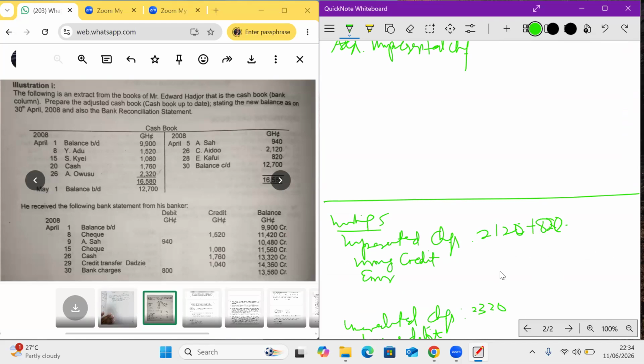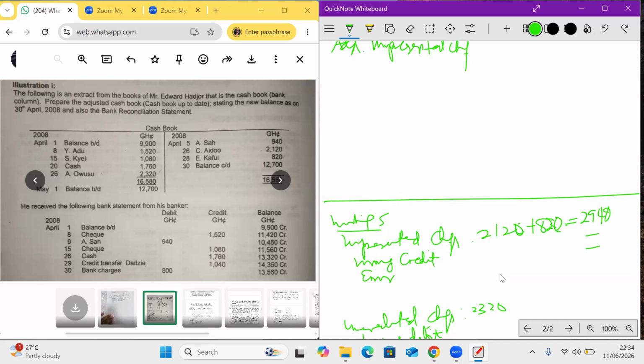2120. 220 plus 820. How much was it? 2940. 2940. I believe it's correct. Did we have anything for wrong credits? No, error? No.